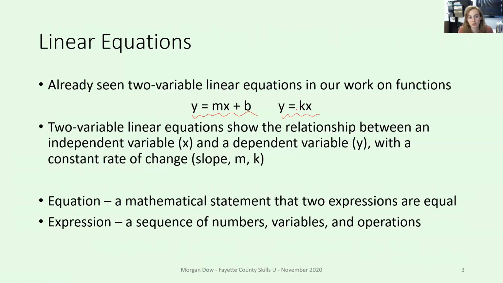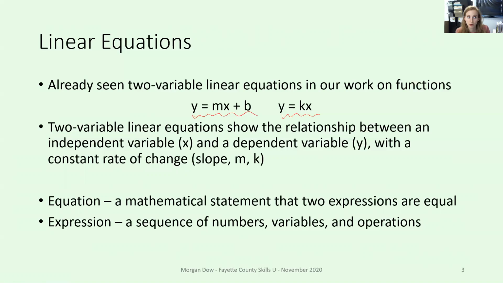So either way, we've been looking at these input-output relationships where y is equal to some number times x, maybe plus another number. So two variable linear equations show the relationship between an independent variable x and a dependent variable y with a constant rate of change. So that's the slope, which we call m or k if we need to. So two variable linear equations are all about just showing that relationship.